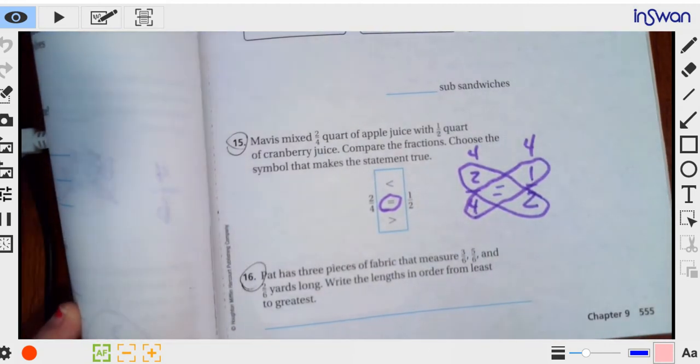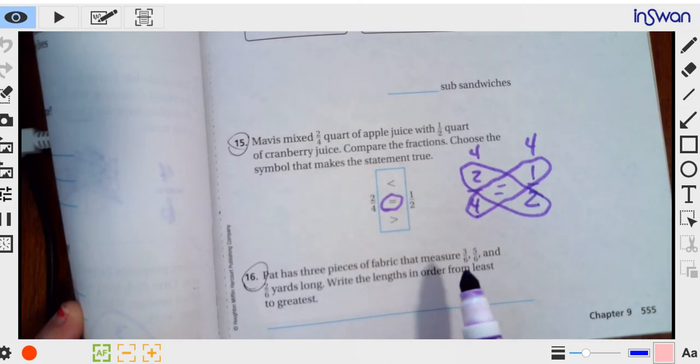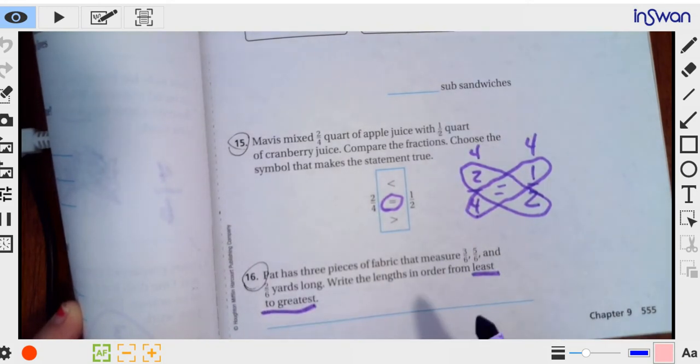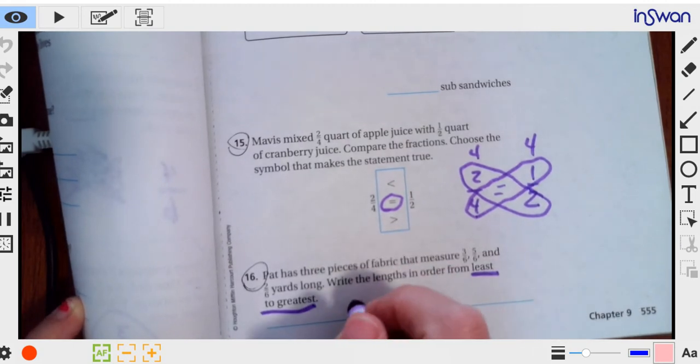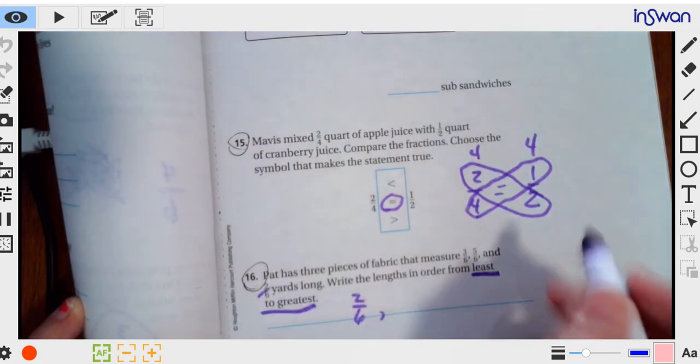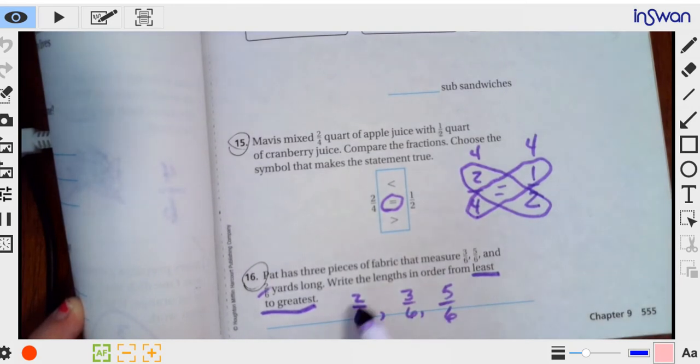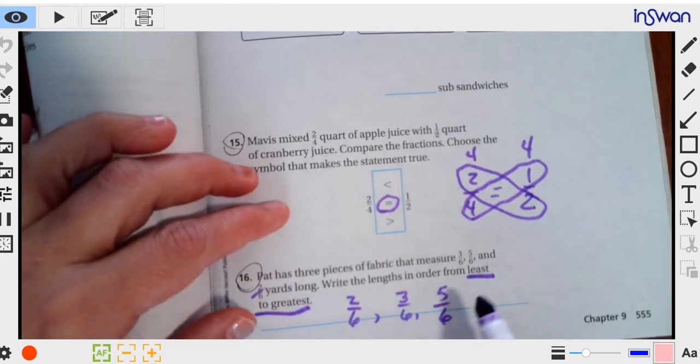Okay? Pat has 3 pieces of fabric that measure 3/6, 5/6, and 2/6 yards long. Write the lengths in order from least to greatest. Okay, so let's look at those. We have 3/6, 5/6, and 2/6. They all have the same denominator, so you just look at the numerator. The 2 is the smallest one. Then it goes up to 3/6. Then it goes to 5/6. Okay? You just go in number order if the denominators are the same.